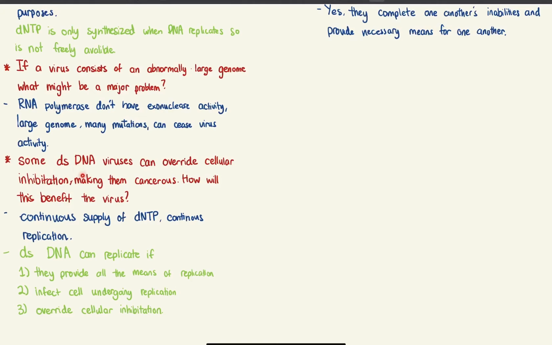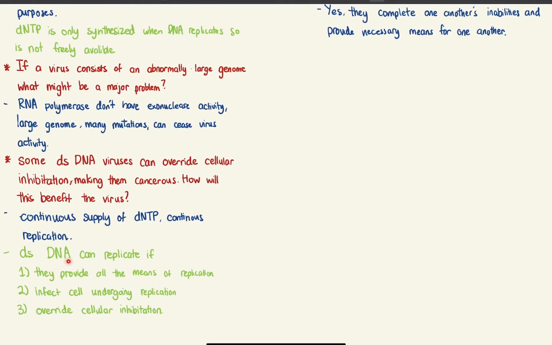So some double-stranded DNA viruses can override cellular inhibition, making them cancerous. How will this benefit the virus? Well, right off the bat, it gives a continuous supply of dNTP and continuous replication. This makes sense because there's no cellular inhibition. There's an endless supply of dNTP, and the virus, remember we talked about the end goal of the virus is to produce more viruses, will be happily able to accept the dNTPs for its viral production.